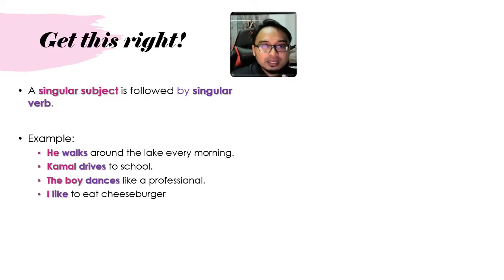Next one. The boy dances like a professional. Okay, the boy, a boy. It's not the boys. Okay, only one boy. Dances like a professional. Okay, so there is an s at the end of the verb.